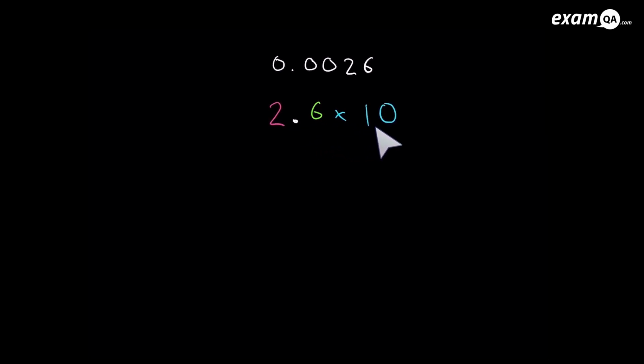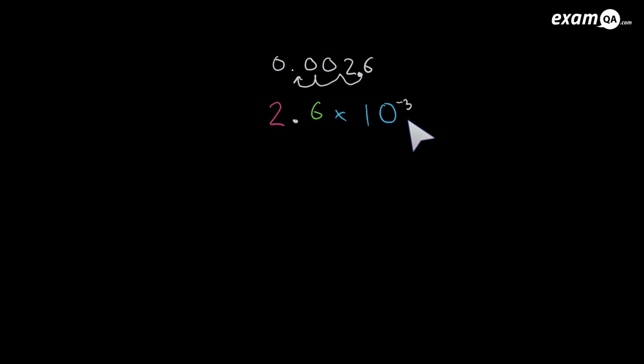As usual, we have times 10, just need to choose that power again. Now we put the decimal place between the 2 and the 6. How many places do we need to move it to put it back to where it should be? We need to move it backwards once, twice, and 3 times. So it'll be 10 to the power of minus 3.